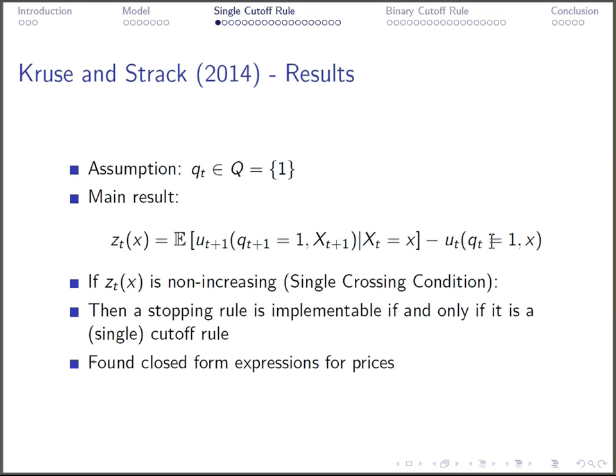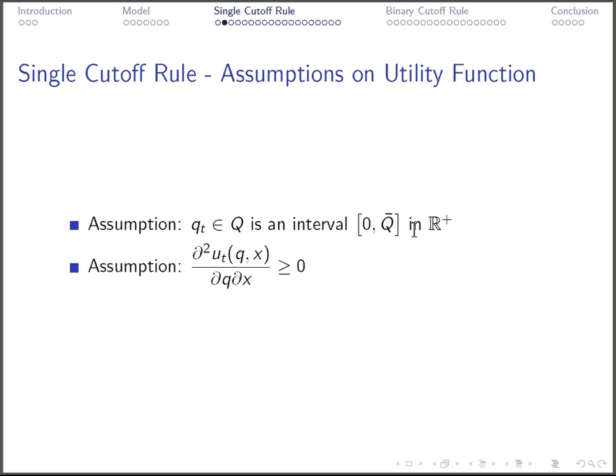Also, something great that they found is a closed form expression. So the prices are not recursive. They have a closed form expression for it. So what I'm going to do is extend that to multiple queues. So we have a queue within some interval.